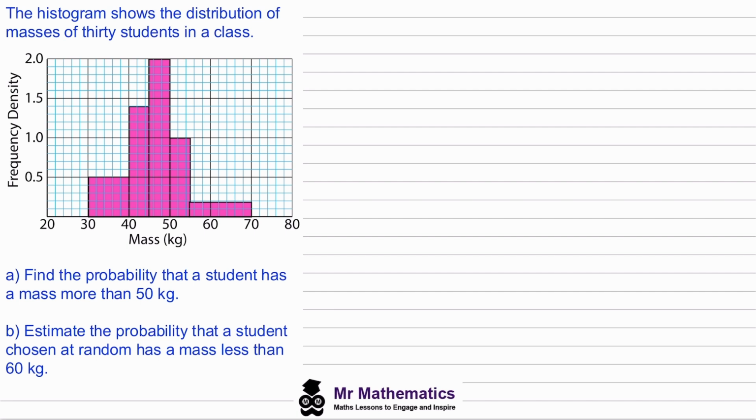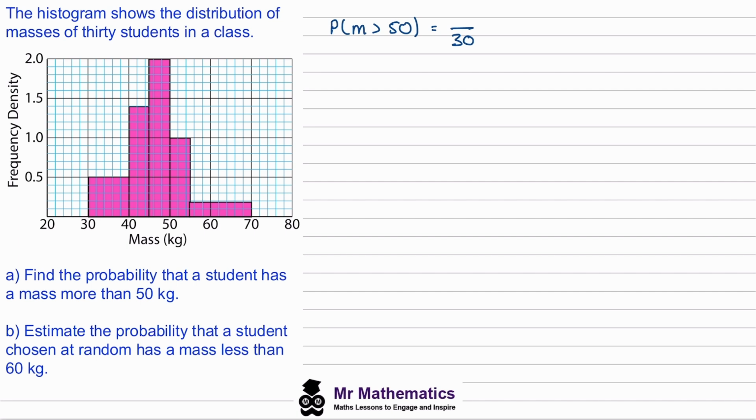So for our first example, we're told that the histogram shows the distribution of masses of 30 students in a class. We've been asked to work out the probability that a student has a mass more than 50 kilograms. So if we begin by saying the mass is m, we want the probability of m being greater than 50 kilograms, okay? And we're told that the total sample is 30 students. So this will be out of 30.